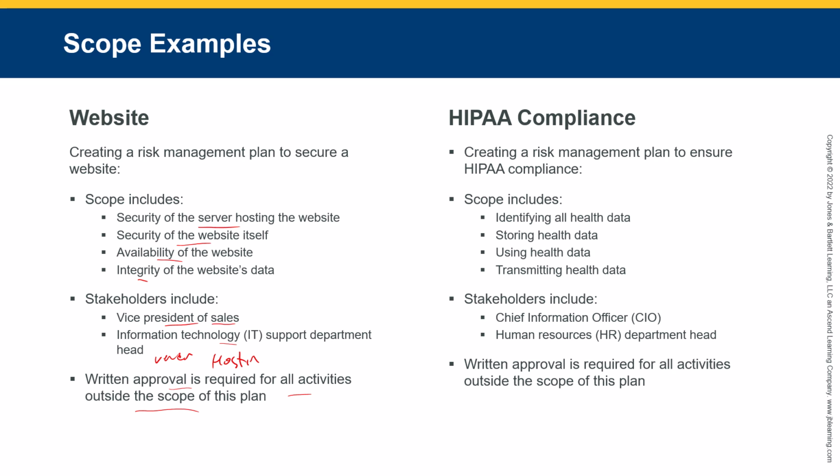All right. So for another compliance, another big one like HIPAA, identifying the scope: identify health data, storing health data, using health data, and transmitting health data. Those are going to be the things that are outlining our EPHI. That way we know what we have to protect. Who are the main stakeholders? CIO and HR. Maybe legal. And then again, anything outside of this scope, we have to then get approval for.